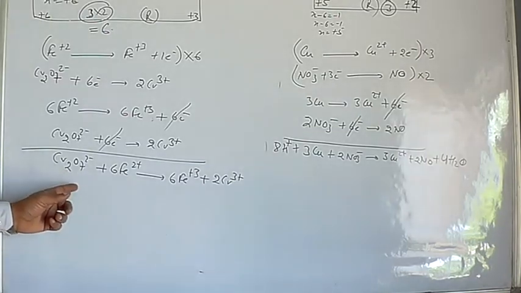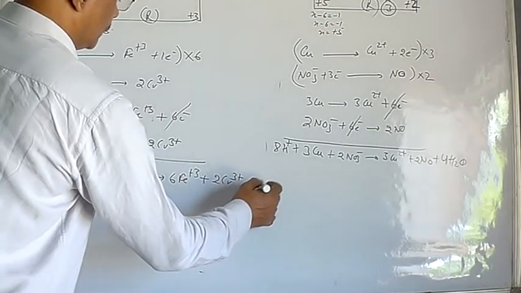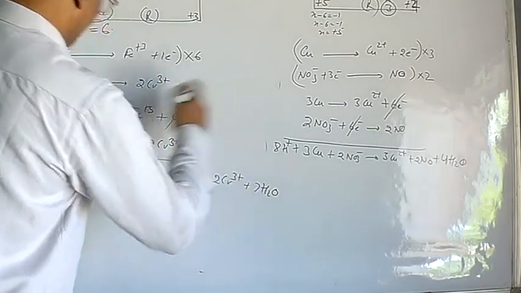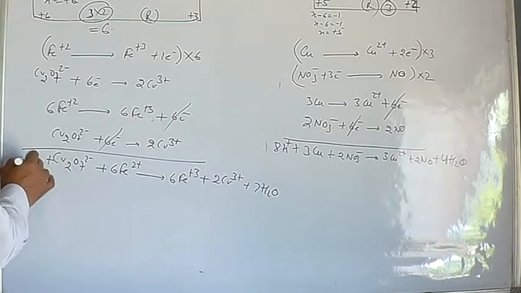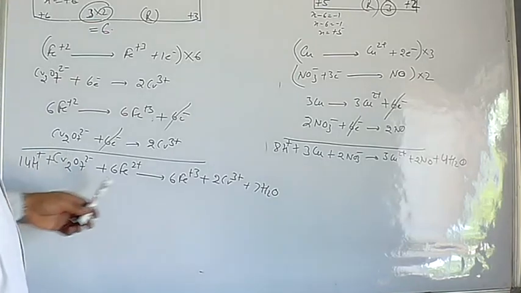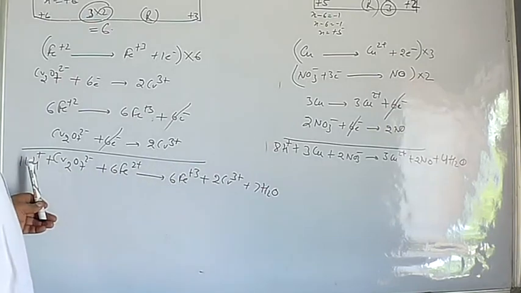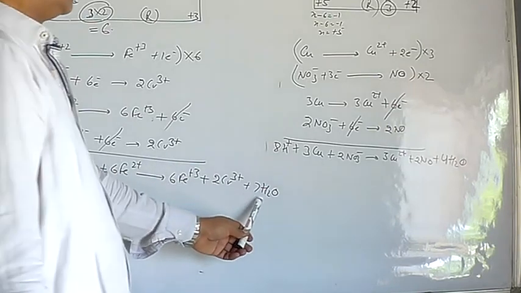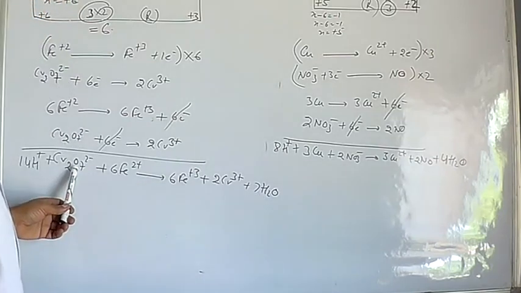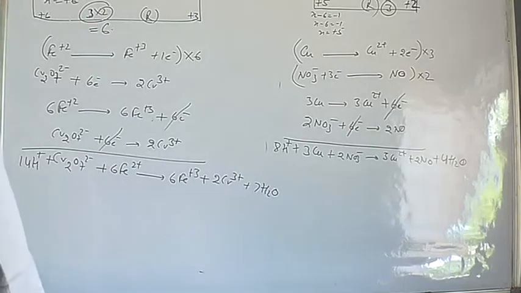Now I have to balance O. How many O here? 7. So to balance 7 O, I'll put here 7 H2O, and 7 per double is 14 H+. So I'll put here 14 H+, plus my reaction is balanced. See how? 2 Cr, 6 iron, 14 H, 7 O, 7 O. So atoms are balanced. Now let us find out their charges.